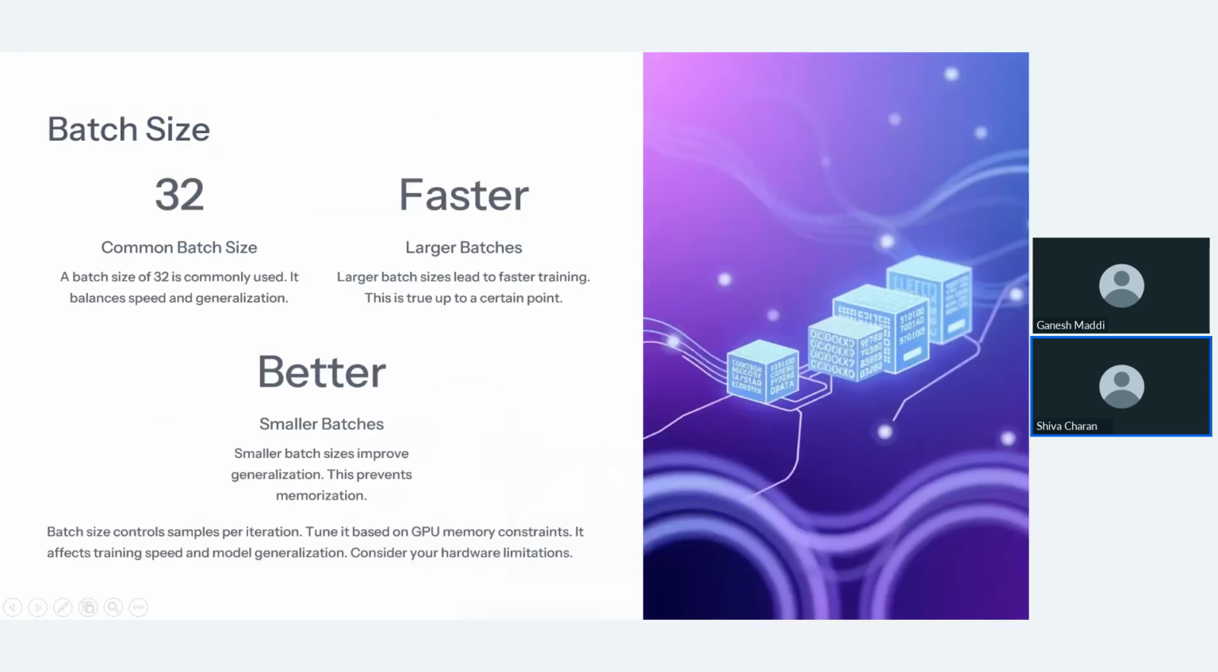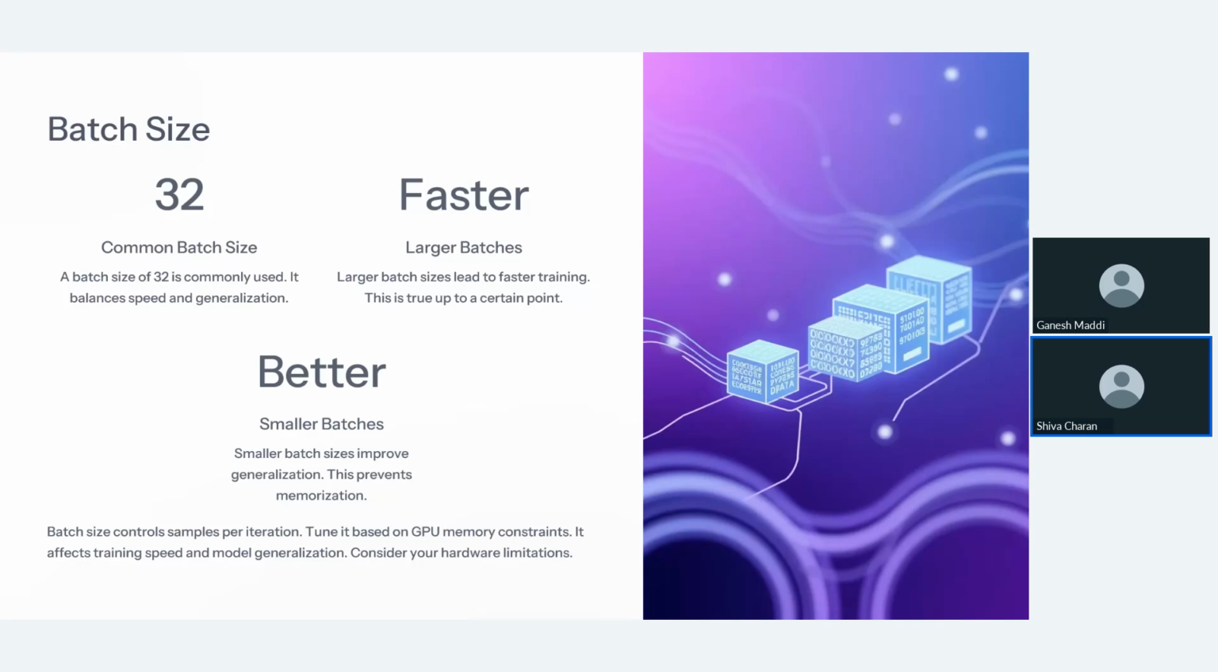Batch size is an important factor again. What is batch size? Batch size controls how many samples should be considered in one single iteration. 32 is the common batch size. And then comes this faster or the larger batches. What does it exactly mean?